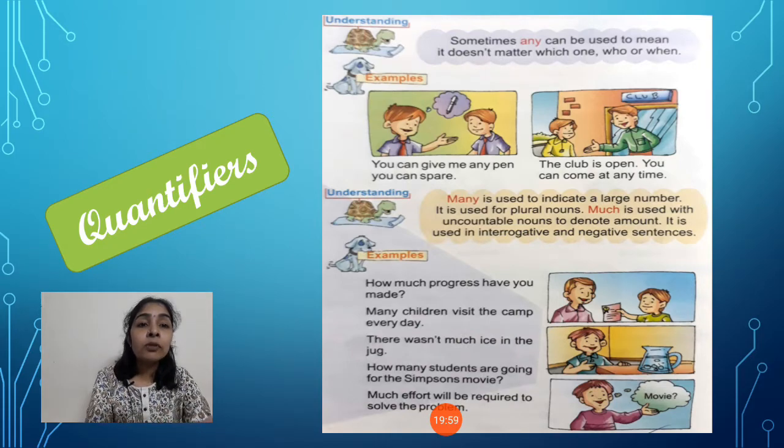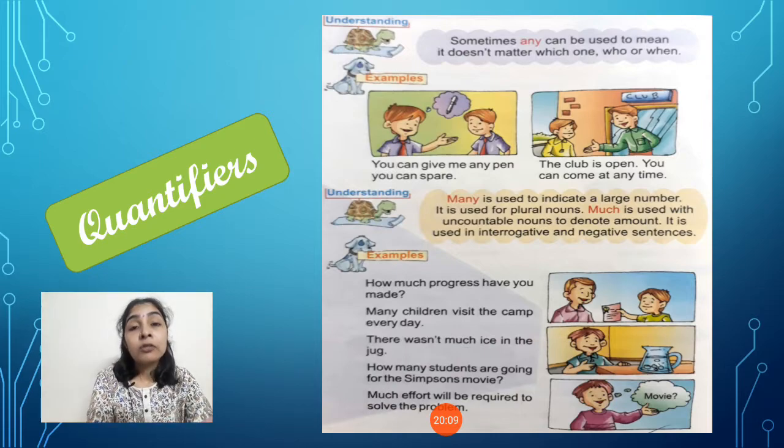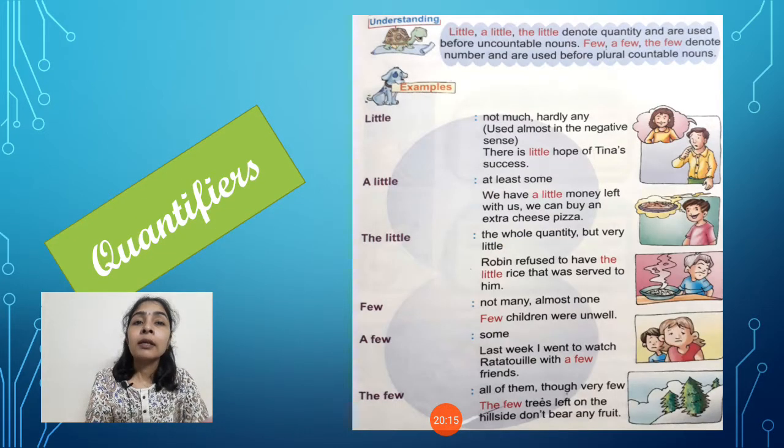How many students are going for the Simpsons movie? Again, students are countable, so we are using many here. Much effort will be required to solve the problem. Effort is uncountable, so we are using much there. Both are used to denote large quantity, one for countable and the other for uncountable.